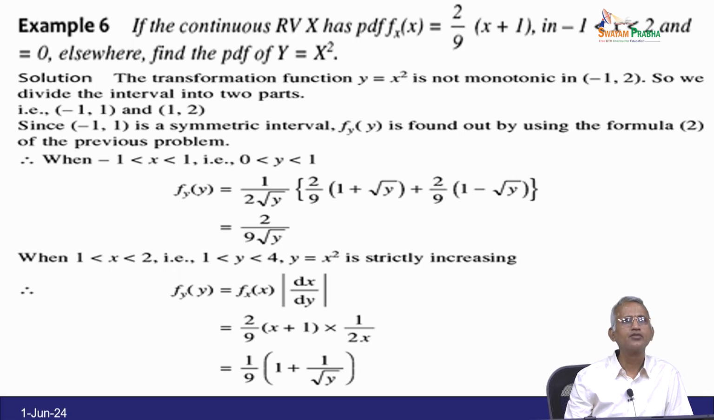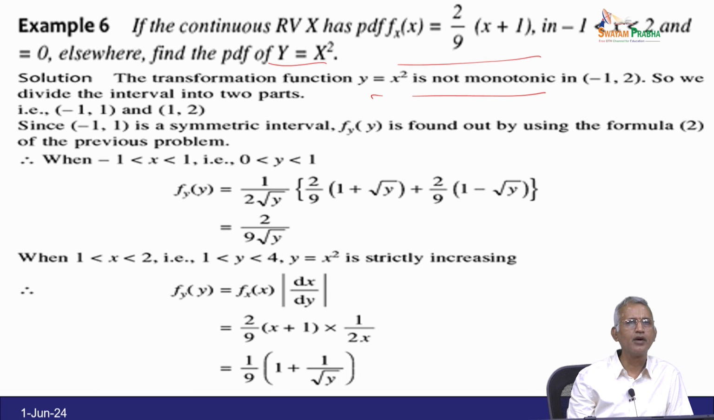Now, let us go with another problem. If the continuous random variable x has the PDF f x of x equal to 2 by 9 of (x plus 1), where x lies between minus 1 to 2, find the probability density function of y equal to x square. So, the transformation y equal to x square is not monotonic. So, we divide the interval into 2 parts, that is minus 1 comma 1 and 1 comma 2.